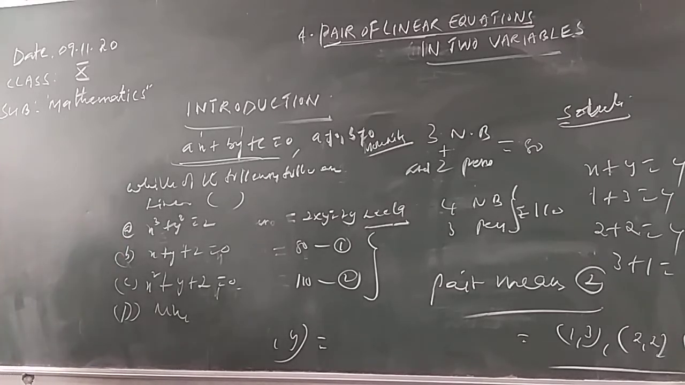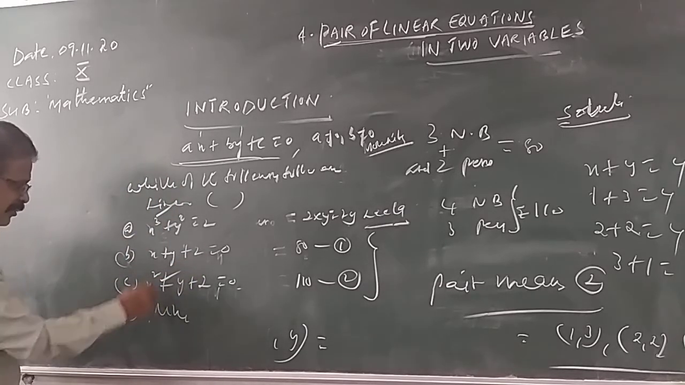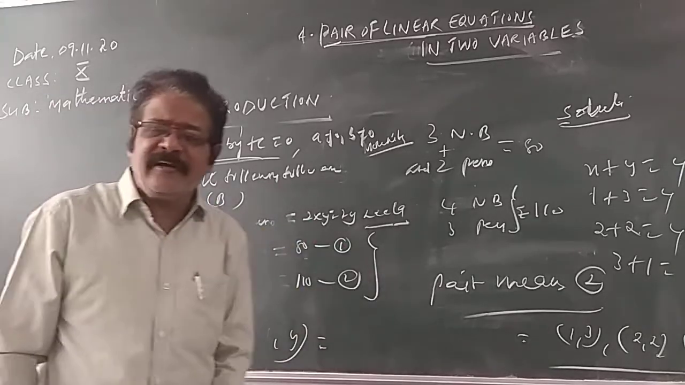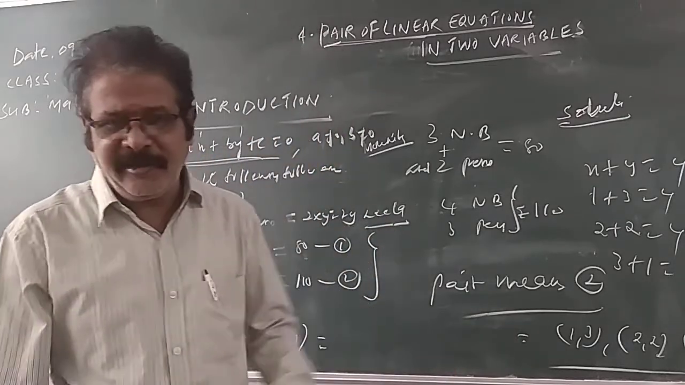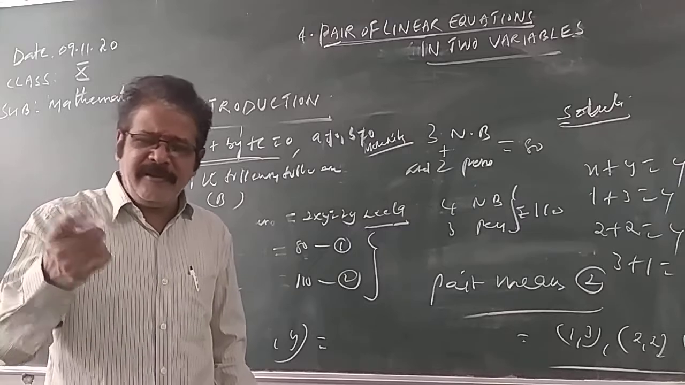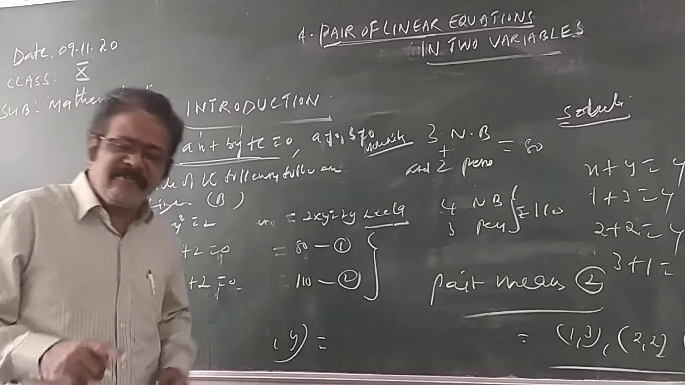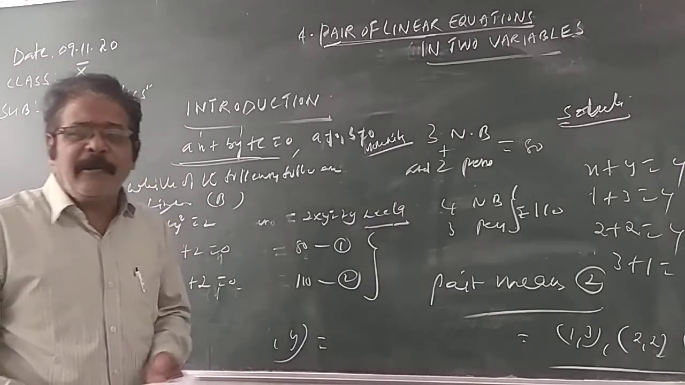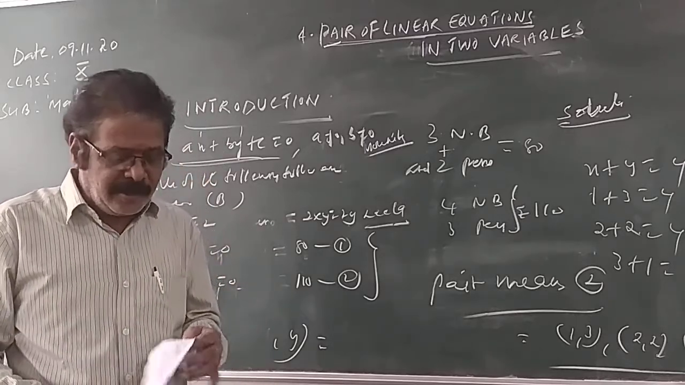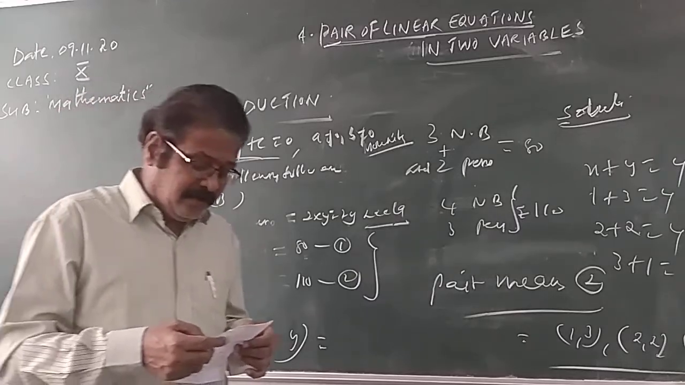Linear means we should have power 1 only. This power is 3, so it is not linear. This one is linear. Which is correct? B is correct. Linear means the highest power will be 1. Two variables means x variable power 1, y variable power should be 1. If the variables have degree 1, they are linear equations in two variables. If the degree is not 1, they are not linear in two variables. Okay, like this we can say.